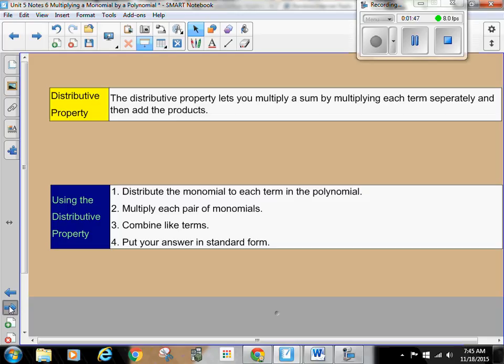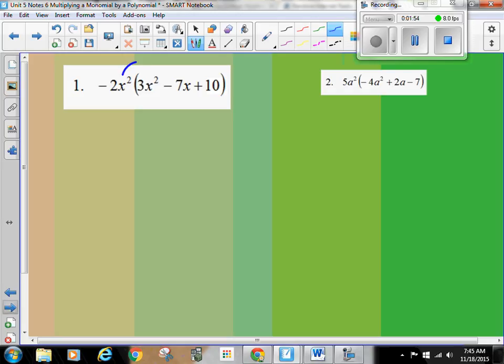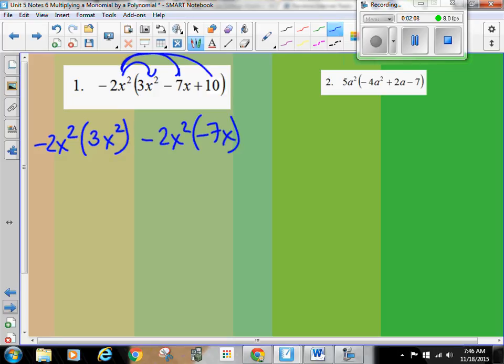All right, let's move on. Okay, so what it says we need to do is we're going to take each monomial times the part inside. So I'm going to take negative 2x squared times 3x squared. I'm going to take negative 2x squared times negative 7x. And I'm going to take negative 2x squared times 10. So I'm distributing it so it gets multiplied by each monomial part. Then it's just taking a look at each of these and going ahead and doing those.